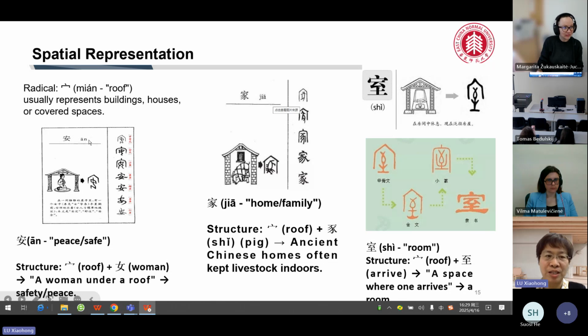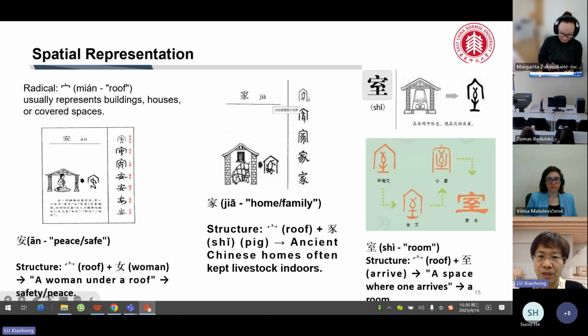So with this, we know it's a building with the radical here, 宀. Take the word 家 for example. You have learned the word 家 already, I guess. Now, originally in ancient China, people kept the livestock indoors. So for a family, usually they had the livestock on the first floor, and they may live on the second floor. So they have the pig. The upper part is a roof, and the lower part is a pig.